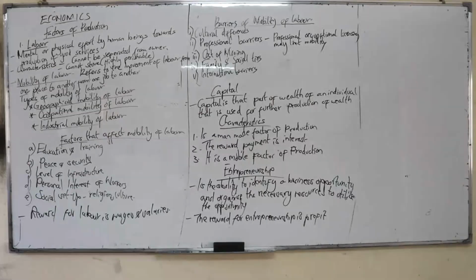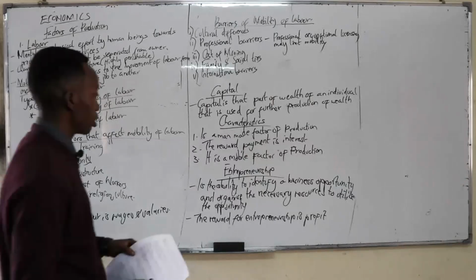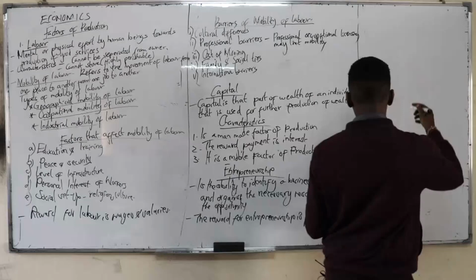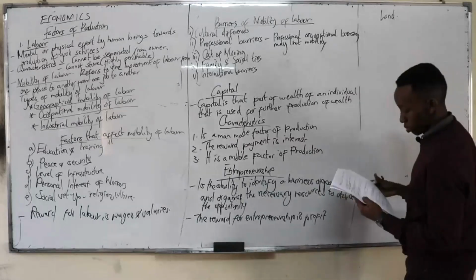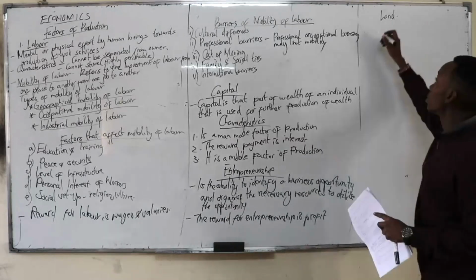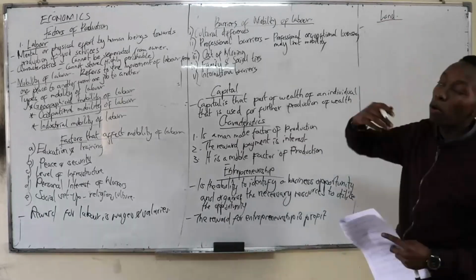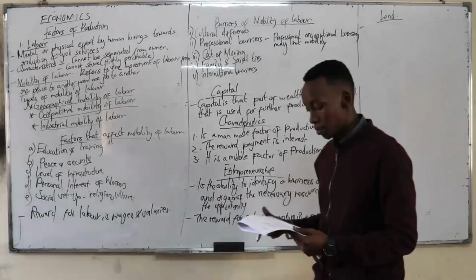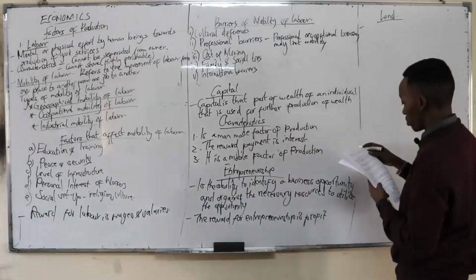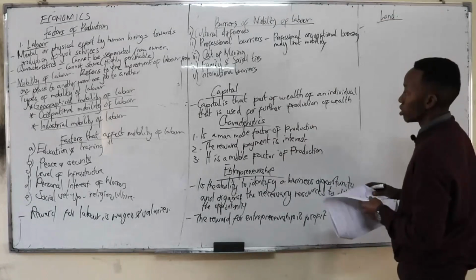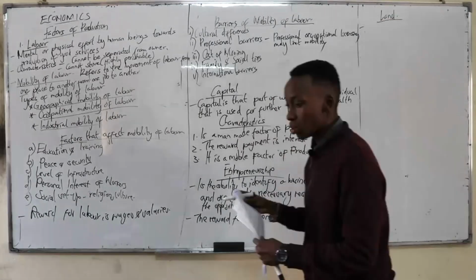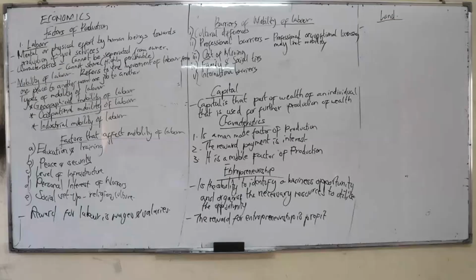And then the last type of factor of production is which one? Land. So this one is immobile in nature, which means that it does not move. This is a natural resource that we use to convert raw materials into products.